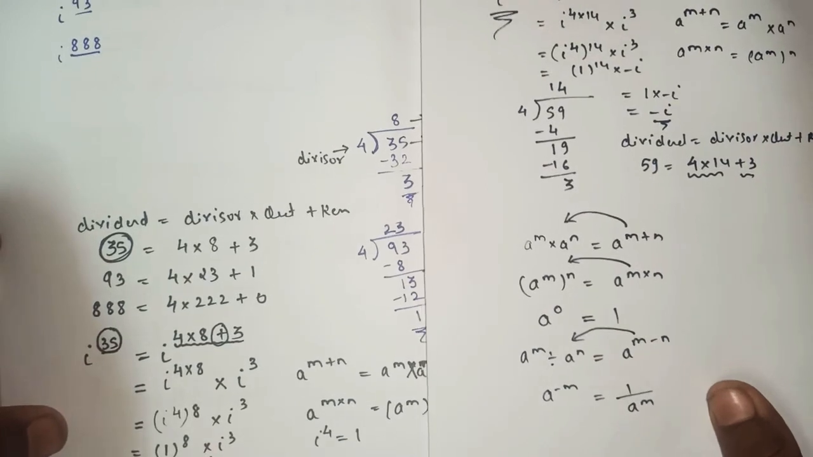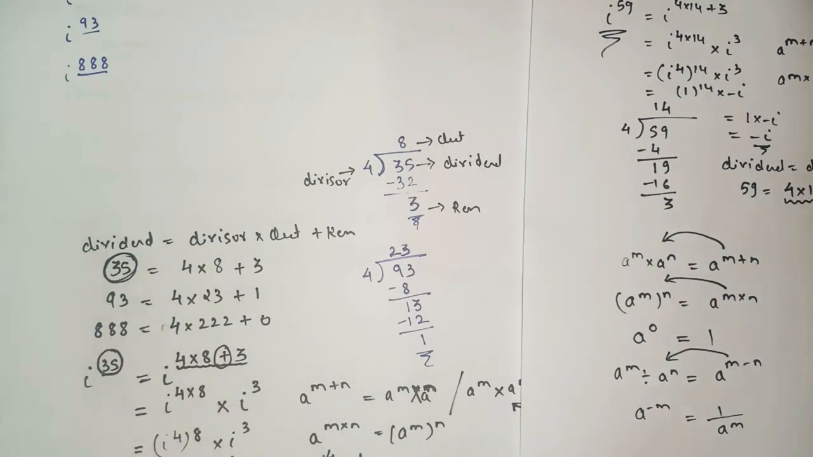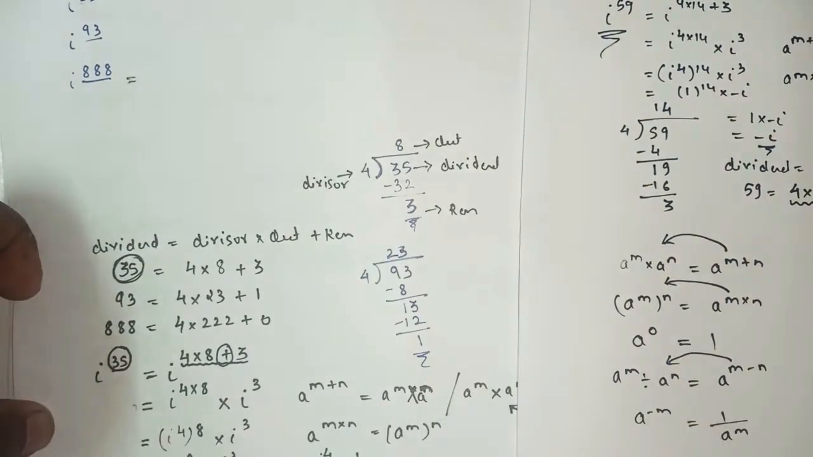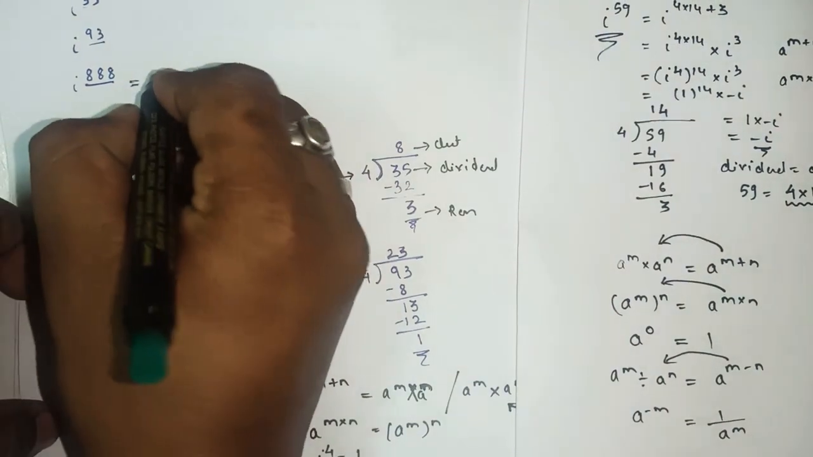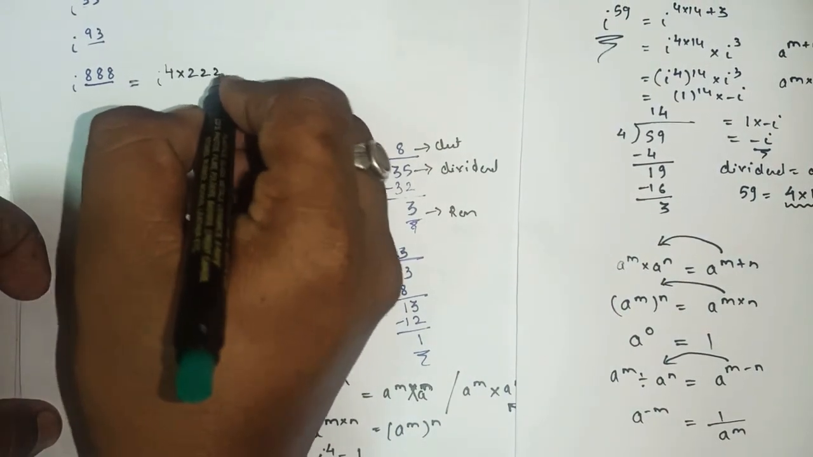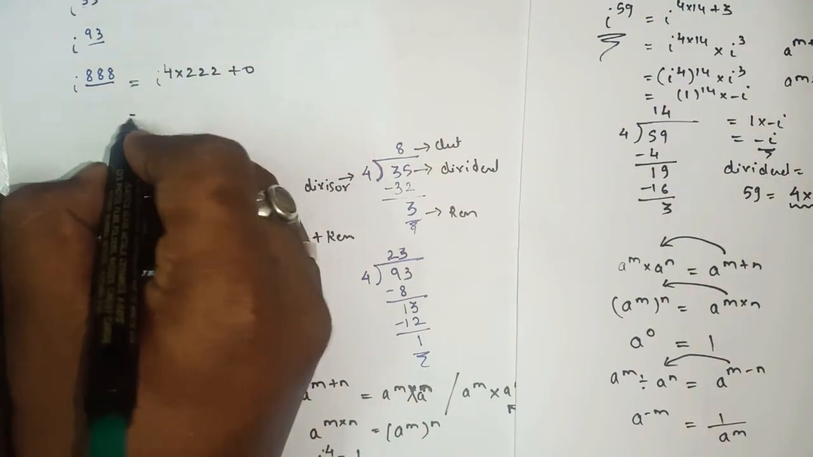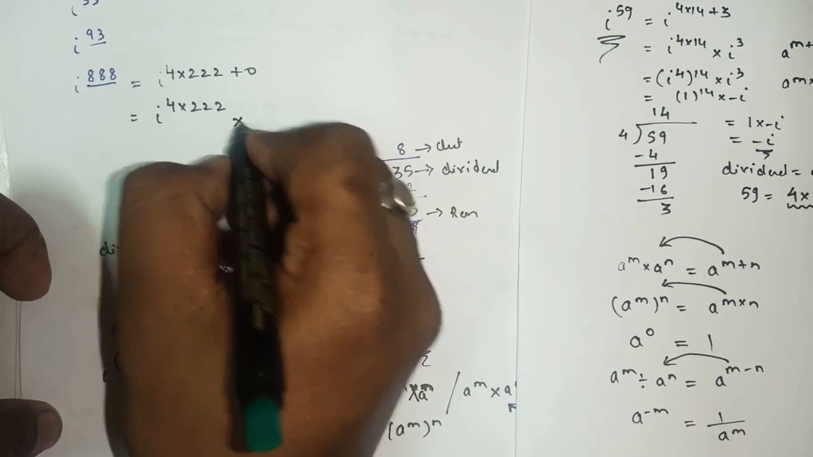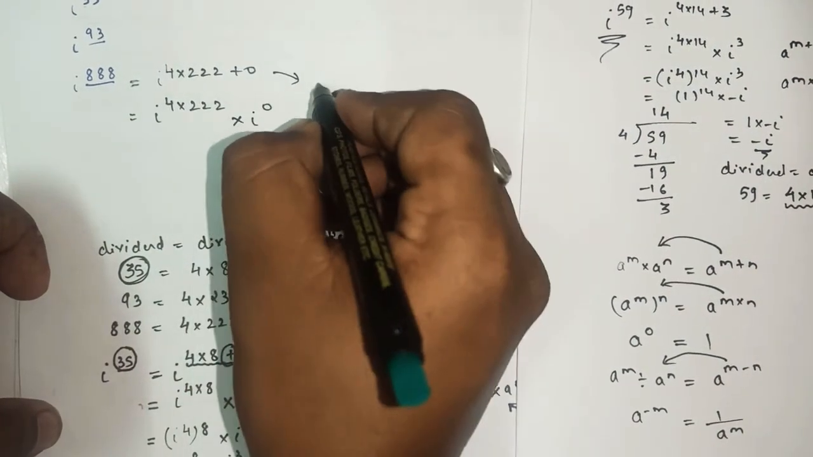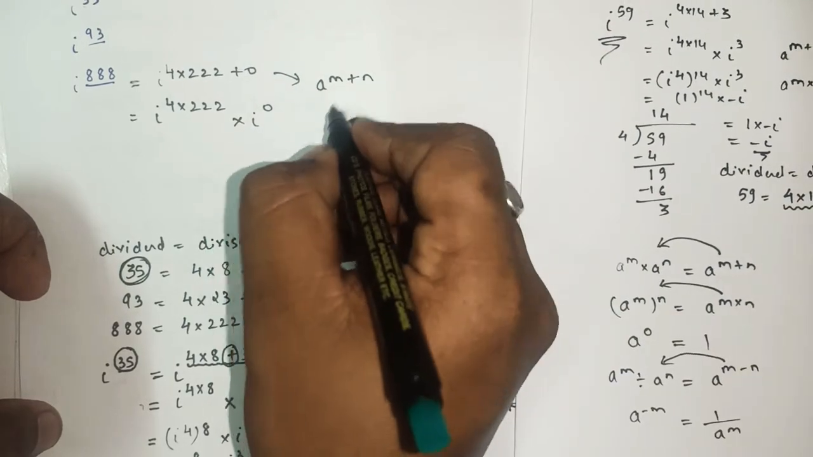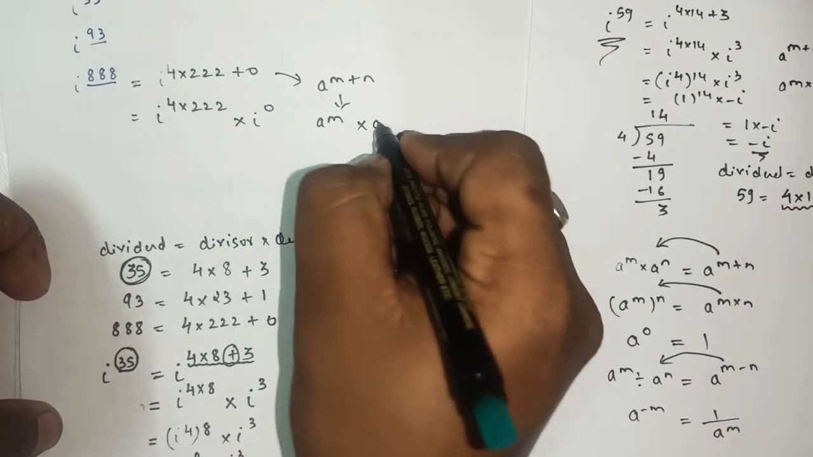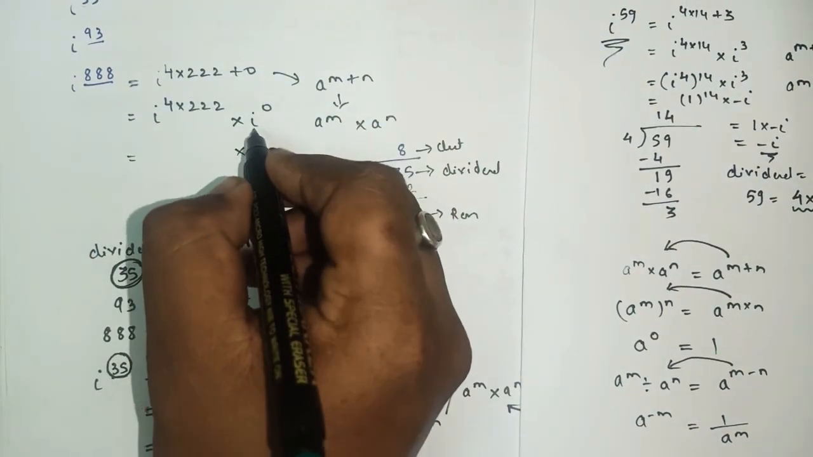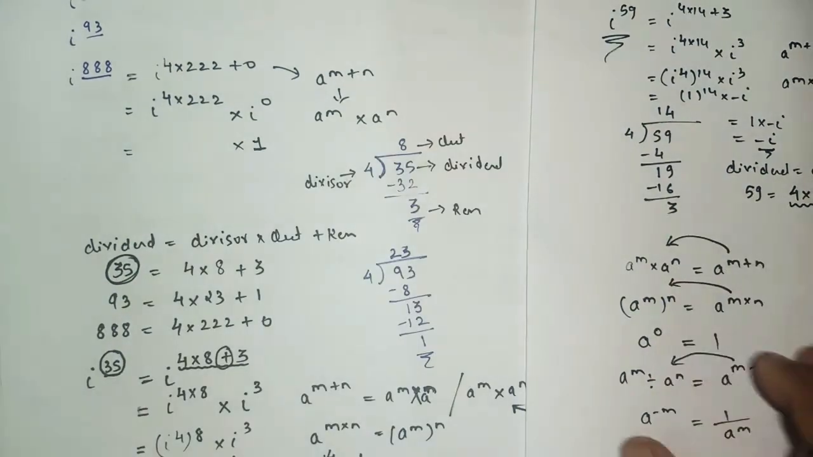Okay, so now we'll see i raised to 888. Here, 888 can be written as what? i raised to 4 into 222 plus 0. Yes or no? Further, this can be written as i raised to 4 into 222, into i raised to 0, by using the formula a raised to m plus n, which we can write as a raised to m into a raised to n. Yes or no? So we know that i raised to 0, any number raised to 0, is what? 1 in the indices. Yes or no?